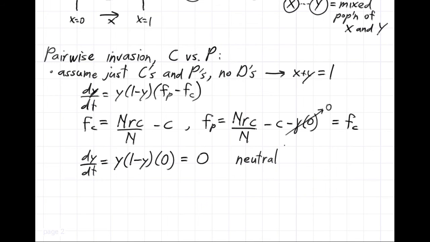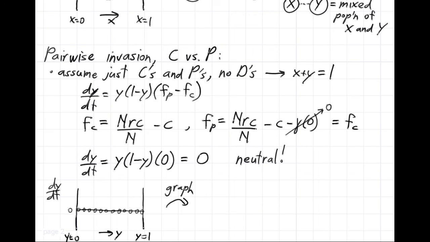And that's a strange case. That means there is no selection acting on cooperators versus punishers. So let's draw our graph for this. Sorry, first I'm going to draw my dy/dt. Over here we have y equals 0 and y equals 1. And what we see is it's 0 everywhere. That means every point along that axis is neutral. There's nothing driving the population towards or away from any one of those points along that axis. They're neutrally stable.